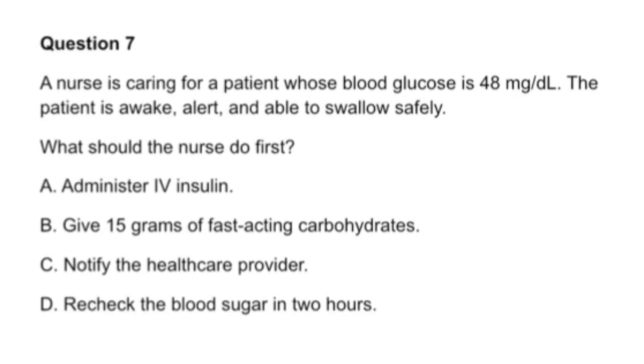Question 7. A nurse is caring for a patient whose blood glucose is 48 mg/dL. The patient is awake, alert, and able to swallow safely. What should the nurse do first? A. Administer IV insulin. B. Give 15 grams of fast-acting carbohydrates. C. Notify the healthcare provider. D. Recheck the blood sugar in 2 hours.